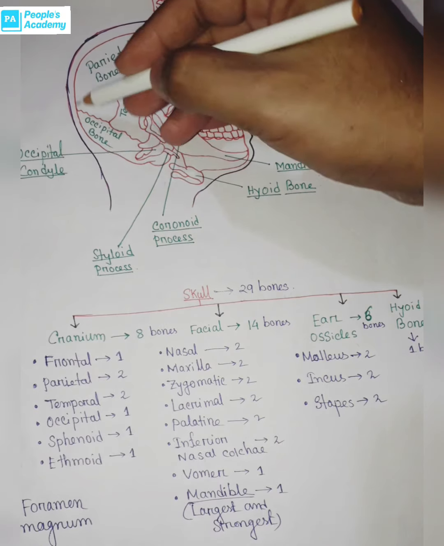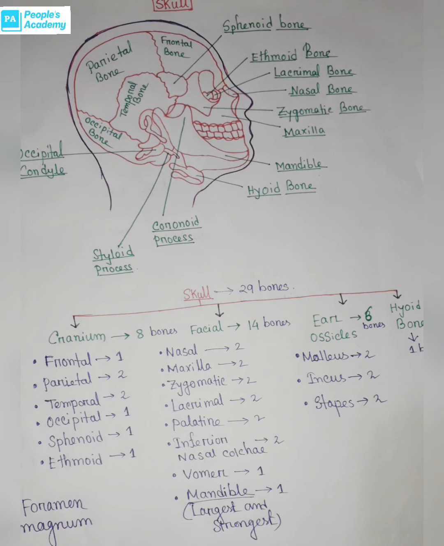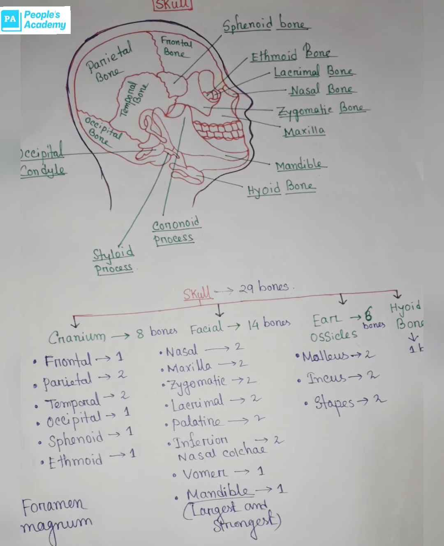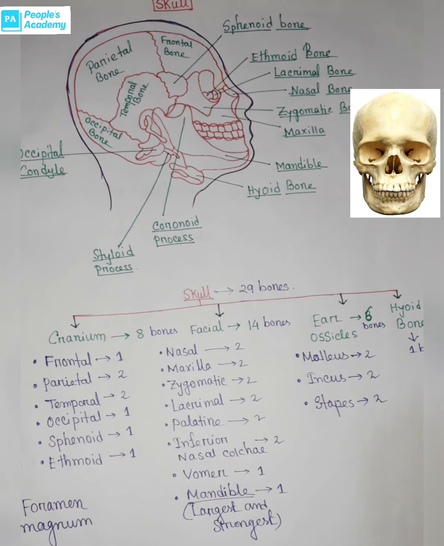The foramen magnum is present in the occipital bone of the cranium. And what is the function of the foramen magnum? Again, I am telling you, through the foramen magnum the brain maintains communication with the spinal cord. So guys, what is the function of the skull? The skull protects our brain. That is the main function. More precisely, the cranium does most of the work providing protection to the brain.